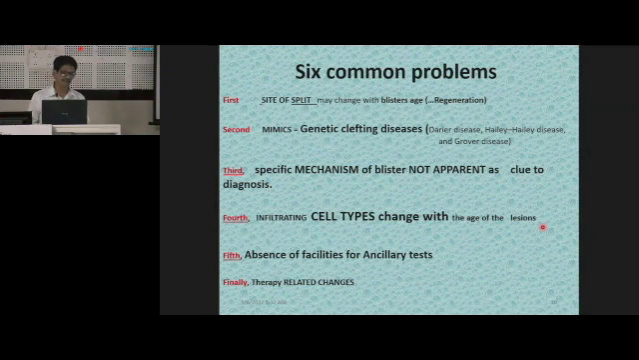Finally, lastly, the therapy-related changes. Sometimes the biopsy is delayed. Initially, a treatment trial is given, and later on the biopsy is taken from that. So that was about the care to be taken.